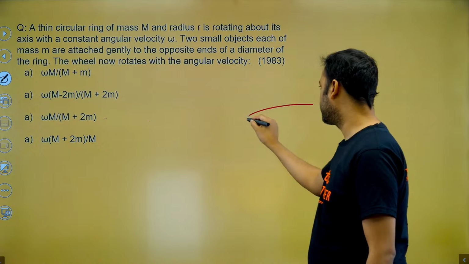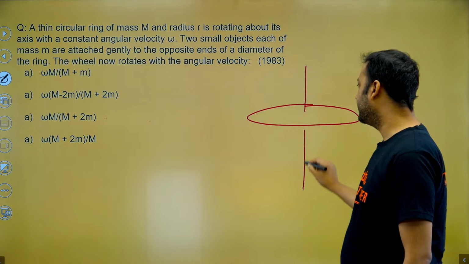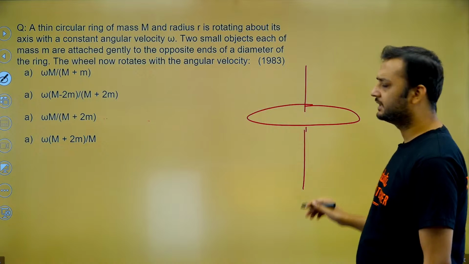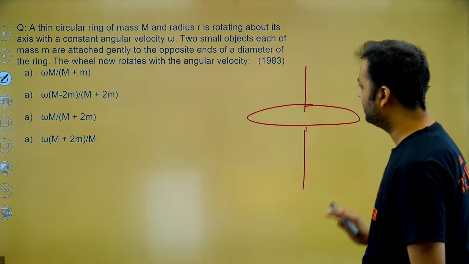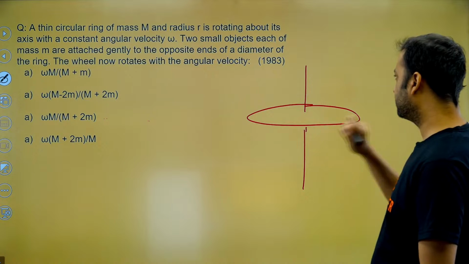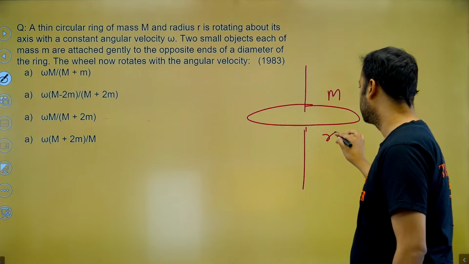So basically what is happening is a very easy question, by the way. Many of you will be able to solve this, but the idea is to do this question intelligently. Many of you can solve this with basic physics. Very, very easy question. So this is rotating with angular velocity omega and the mass of this ring is capital M. The radius is r.